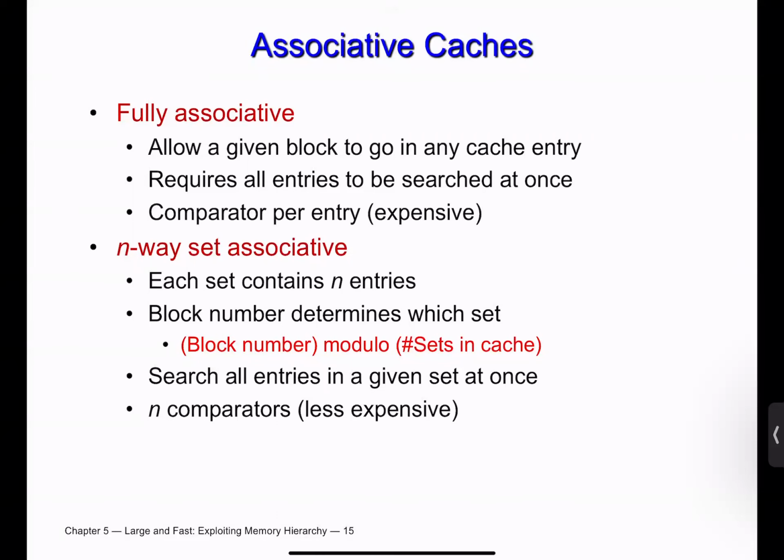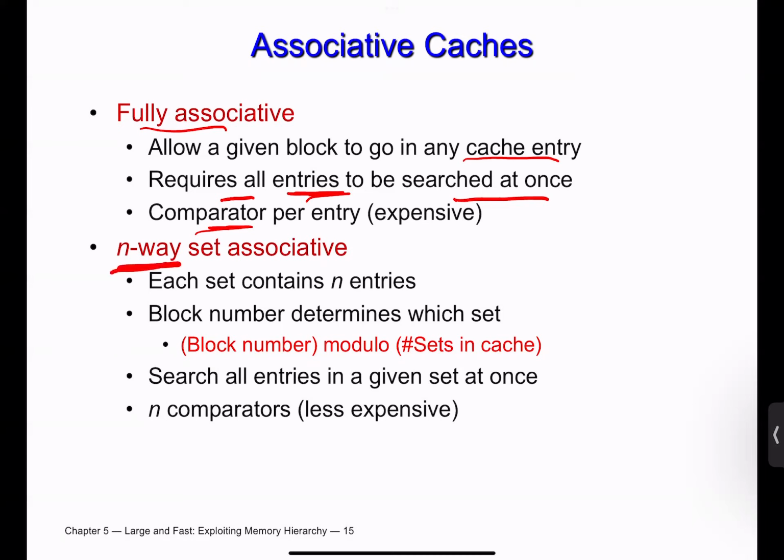So now we have fully associative, as we mentioned. It can go anywhere in the cache entry. There are no restrictions. But I would need to search, of course, all the entries. And if I would like to search them at once, this means that I have a comparator, and that would be very expensive because I have to have a comparator for each of these locations. It will be very expensive.